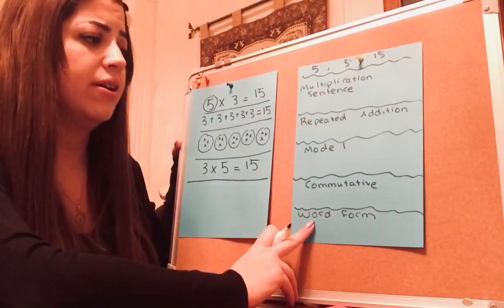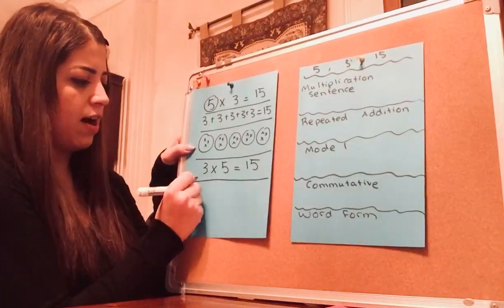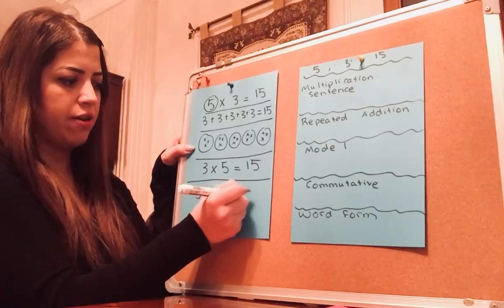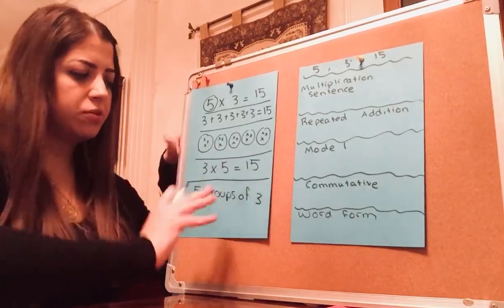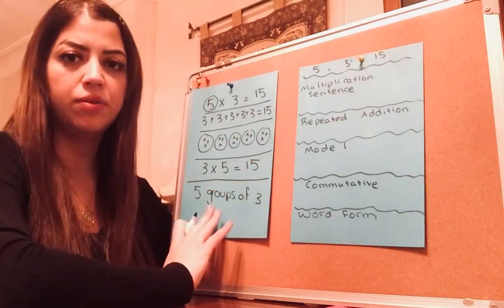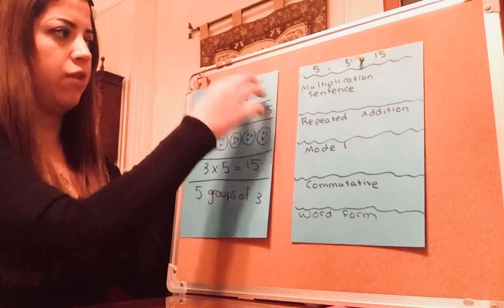Another form I have here is word form. Word form is I look at the number of groups. I have 5 groups of 3. Here's when we use words to write our multiplication sentence and the numbers we have. Now, here are some of the forms that we've taken so far.